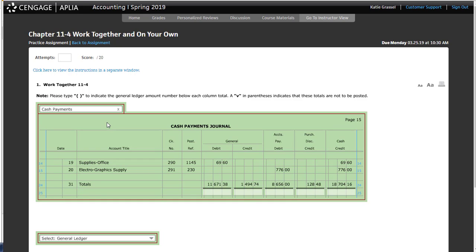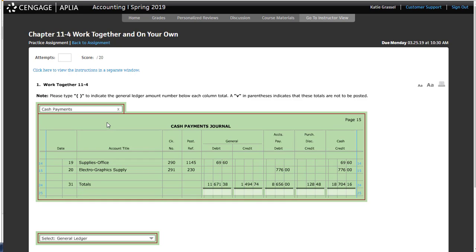What do I do with the $11,671.38? I don't need to post this number anymore. But if I don't do something below, it looks like what? That I forgot to do it. Do you remember what I do with those? I do a check mark. Now, don't do it yet because we have to do it in the right order.